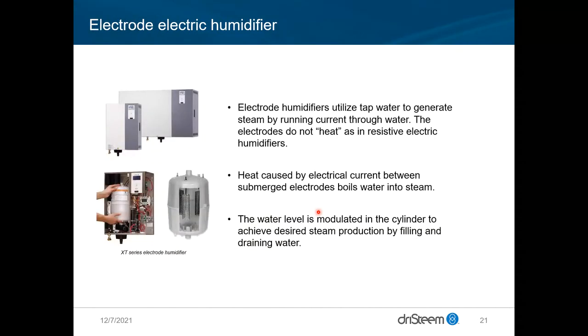But reasons you would choose an electrode humidifier: if you do not have tight tolerance requirements, you want something that's easy to maintain. You can see these cylinders that contain the water and the electrodes and boil the water. When they are expended, they just get removed, a new one purchased and installed, and you're back and going. So your maintenance is very easy and straightforward.